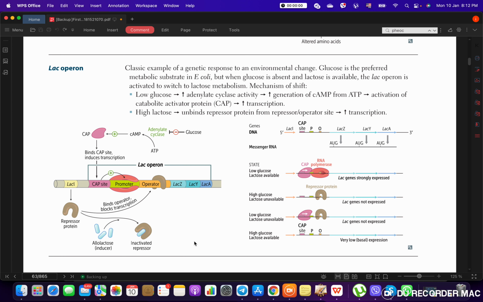when glucose is not available. They write, it's a classical example for genetic response to environmental change. Glucose is the preferred metabolic substrate for E. coli. But when glucose is absent and lactose is available, the lac operon is activated to switch to lactose metabolism, and the mechanism of shifting is what we are going to speak about right now.